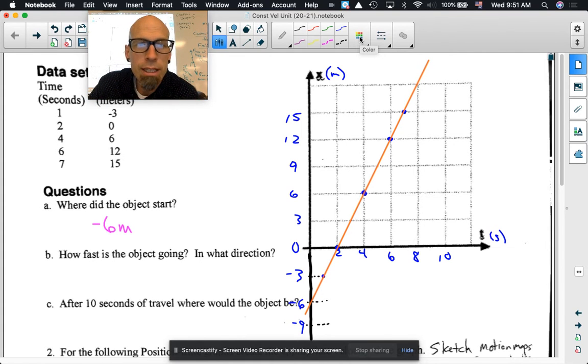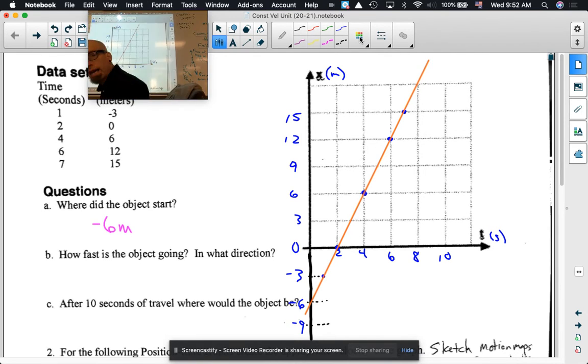It says, how fast is the object going and in what direction? Well, that means we need to find a slope. So I suppose I could just use, because we definitely have the line crossing perfectly at grid intersections, and we have data points that are perfect at grid intersections because they're actual data points that are perfect, which is unusual. So I'll just do this and take that all the way down to the 0 and then over here to this area. And oh, look at that.